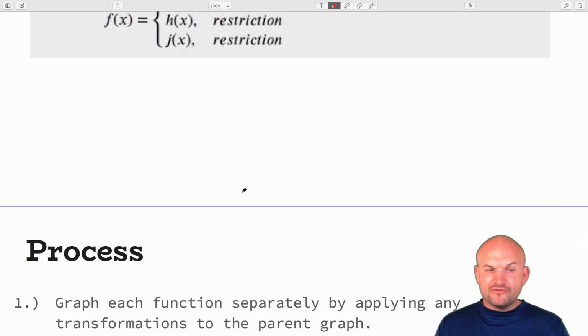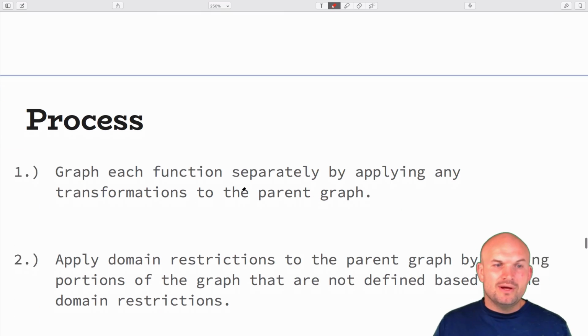So now hopefully, I've set up the understanding of piecewise functions. So therefore we can get into the process.